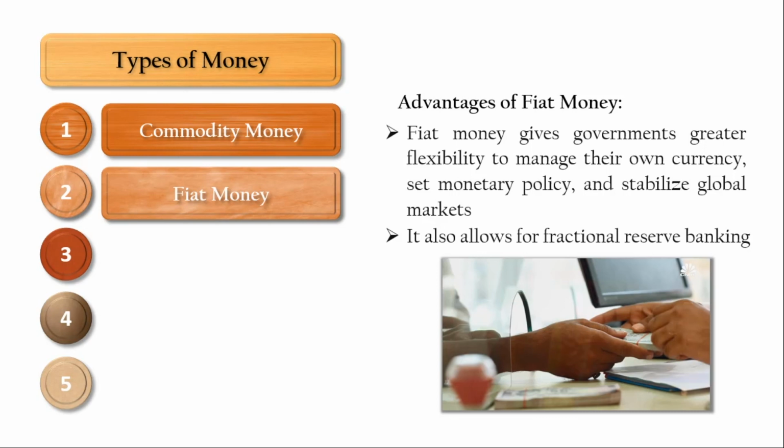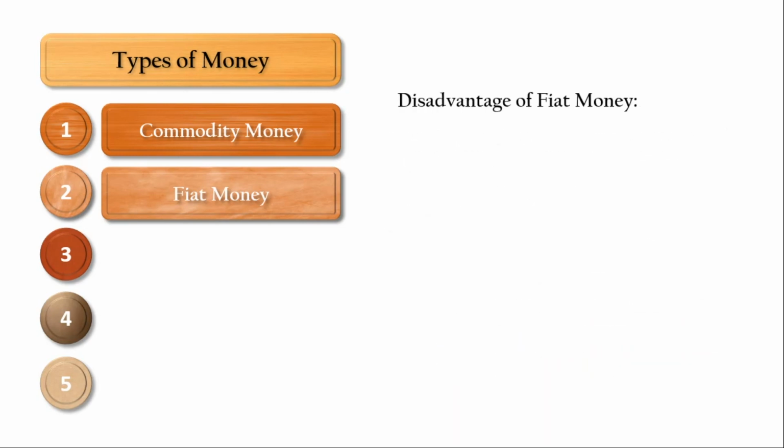A good example is during the coronavirus. The government printed more money and injected it into the economic cycle. If it was a gold-backed monetary system economy, the government would not have been able to print more money to inject into the economic cycle. Disadvantage of fiat money.